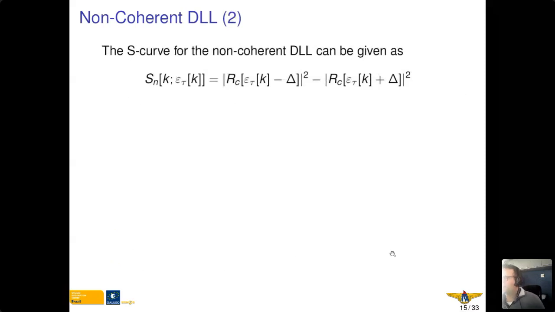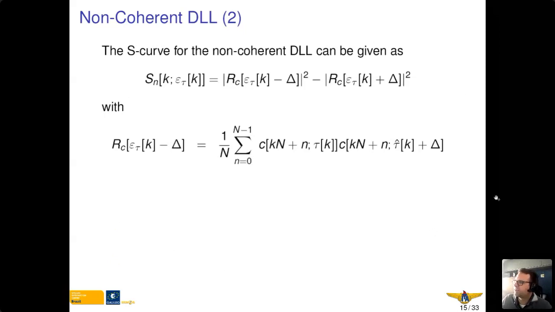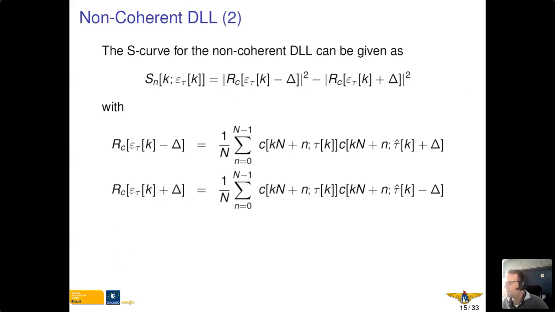Yeah. The S-curve for the non-coherent DLL, as I already said, can be given as the absolute valued square of the autocorrelation function of the sequence at epsilon tau minus delta, minus the autocorrelation function of the sequence at epsilon tau k plus delta. So then this autocorrelation function in our discrete signal model can be given like this for the early, and this is for the late correlation.